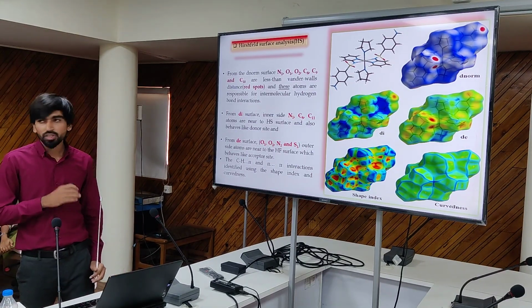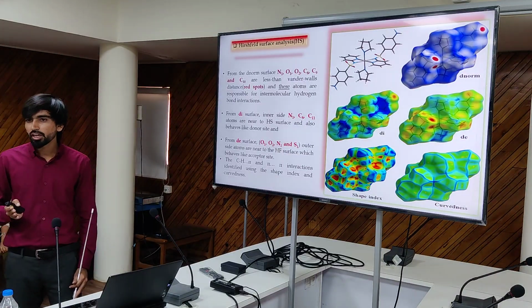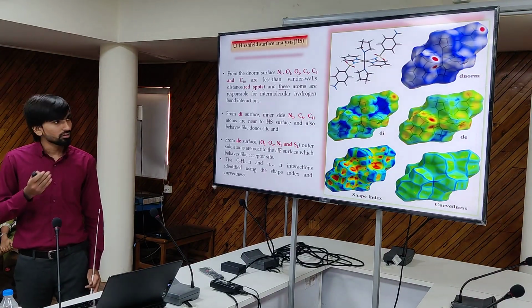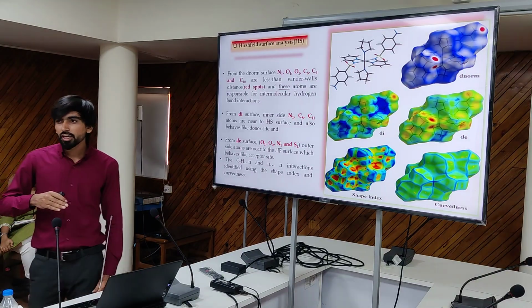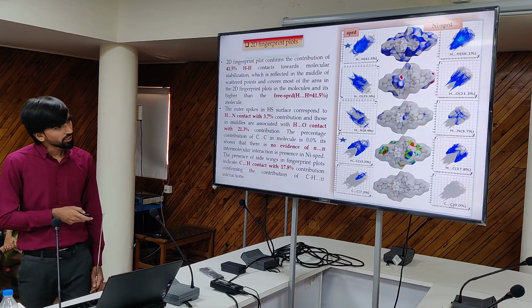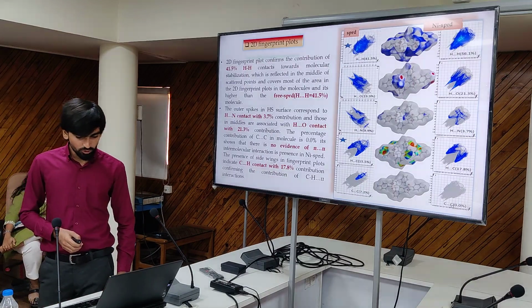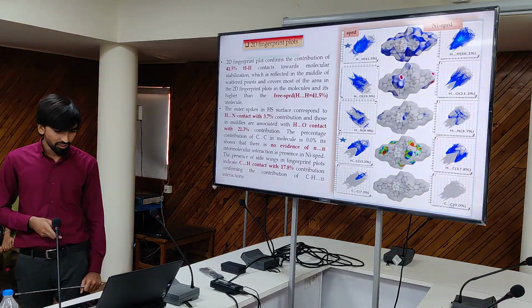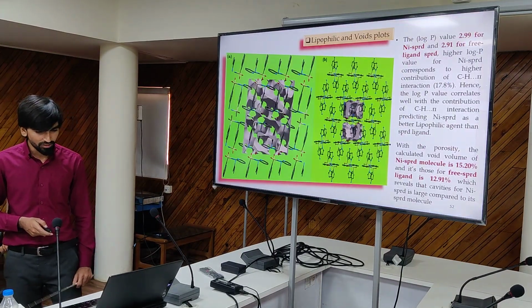Here, the nitrogen from the amide group and the nitrogen from the pyridine group are more donor in nature compared to the other carbon, and the oxygen from the SO2 moiety is more acceptor in nature. This is a 2D chemical plot. In this case also, the CH-pi interactions are more in the nickel sulfapyridine compared to the sulfapyridine molecule.